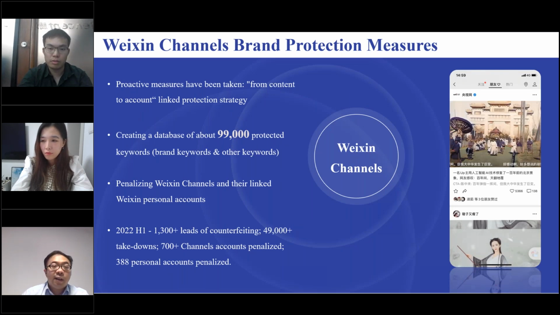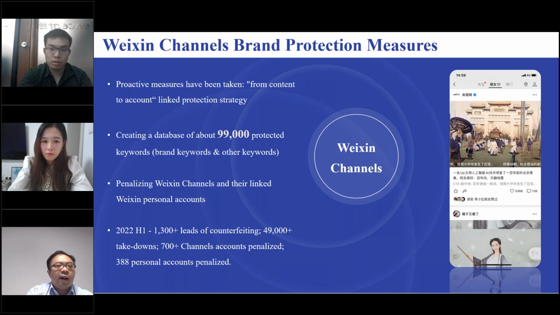Then we talk about the Weixin Channels brand protection measures. This consists of multiple measures. The first one is the proactive measures that we take, from content to account. We not only take down infringing content, we also penalize the account that posted infringing content. And on top of this, we penalize personal accounts that are connected with an infringing Channels account. So we have these multi-layer deterrence measures.